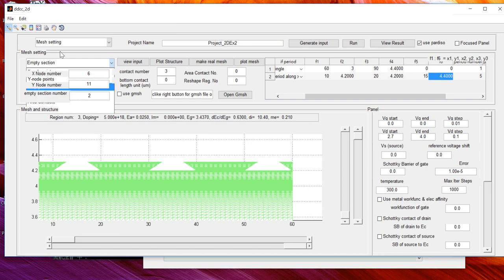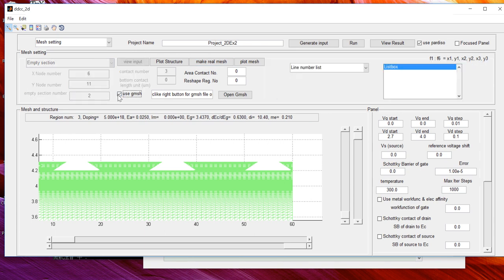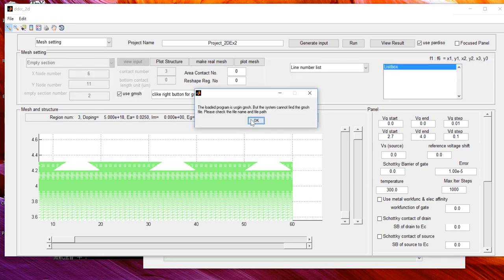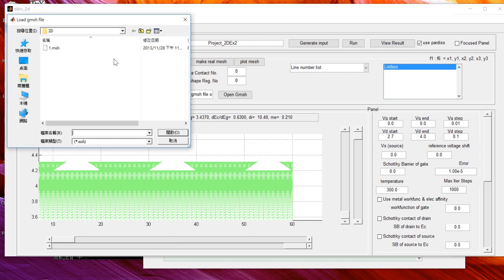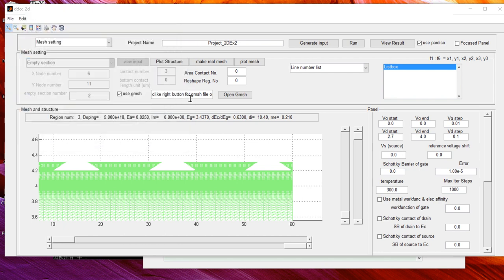Another one is the mesh setting here. We can choose use Gmesh. Then all these functions are disabled. Then you need to click Open G, and load a mesh file. For example, I don't know if this mesh file is working or not, but I can load it, and the plus structure.